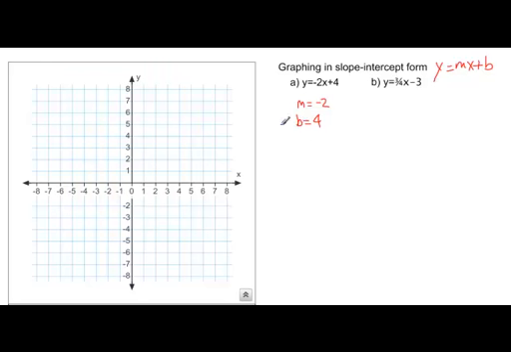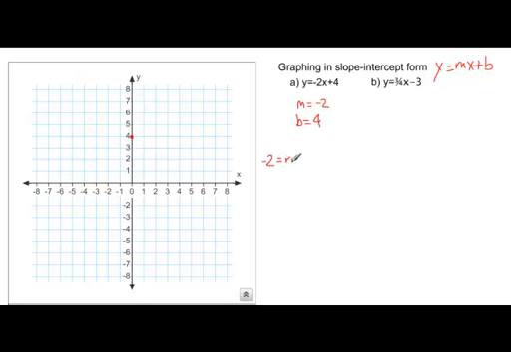Since the b value is 4, that means that I can go up 4 in the positive direction and put a dot. The graph of this equation is going to pass through or intercept the y-axis at this location. That's what a b value of 4 or a y-intercept of 4 means, that the graph is going to intercept the y-axis there. To get to the second point, I'm going to use slope. And the slope of this line is negative 2.